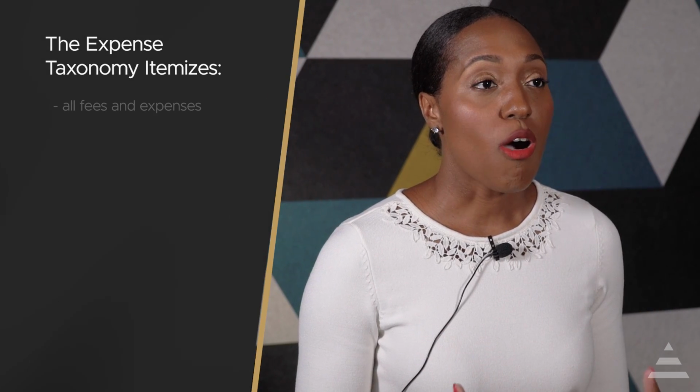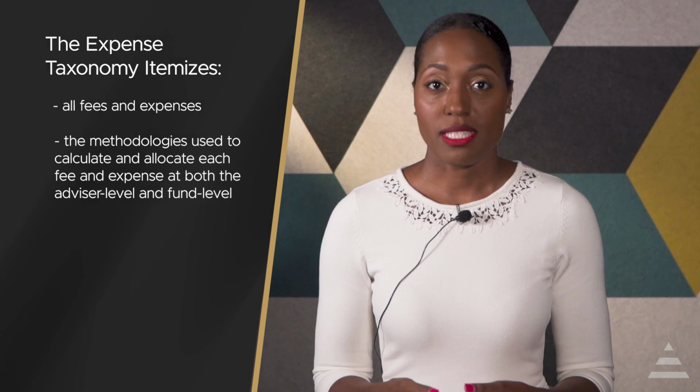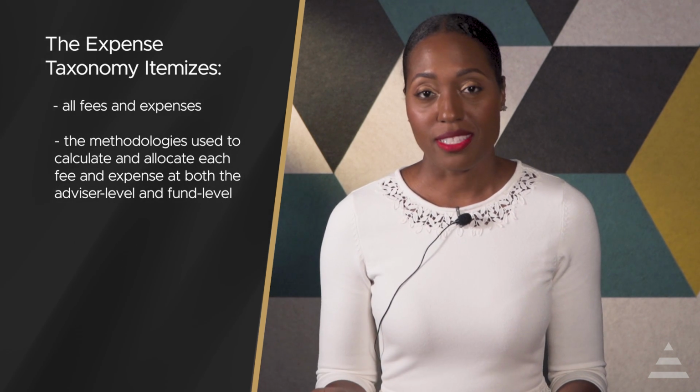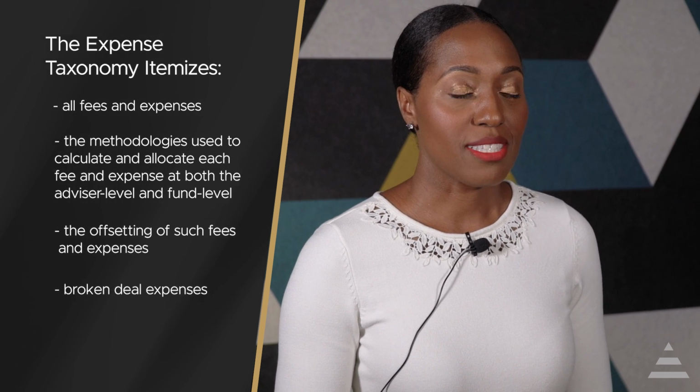This can be done by creating what's called an expense taxonomy, a process by which the advisor names, describes, and classifies all private fund fees and expenses. The expense taxonomy itemizes all fees and expenses, the methodologies used to calculate and allocate each fee and expense at both the advisor level and the fund level, the offsetting of such fees and expenses, and broken deal expenses. The expense taxonomy can also be used to itemize and track fees and expense provisions in the advisor's fund documents and side letters. That concludes part 3 of the best practices to take from the Private Fund Advisor rules.